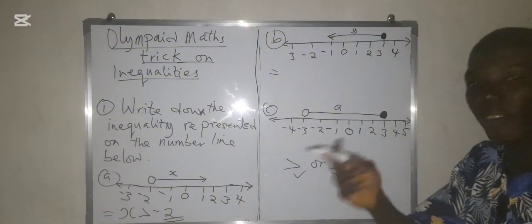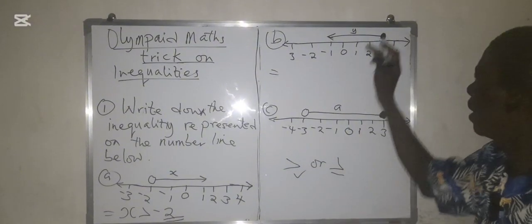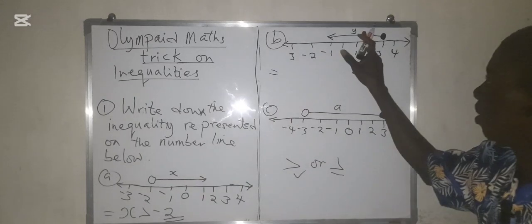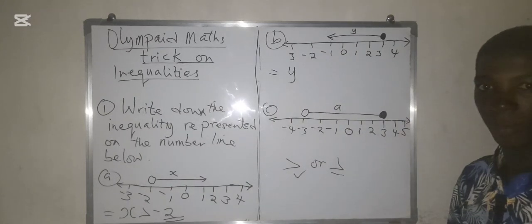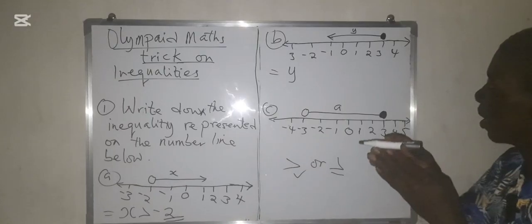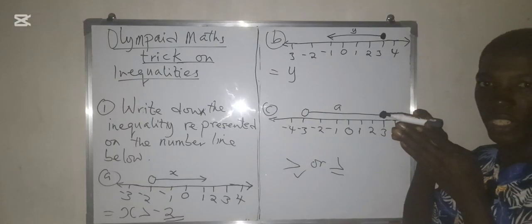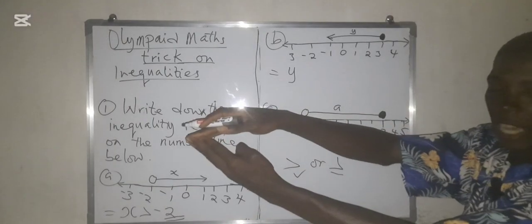First, identify the variable that is used. Here we use x, but here we are using y. So it's going to be y. Now again, you check where the arrow is facing. The arrow, this time around, is facing this way.